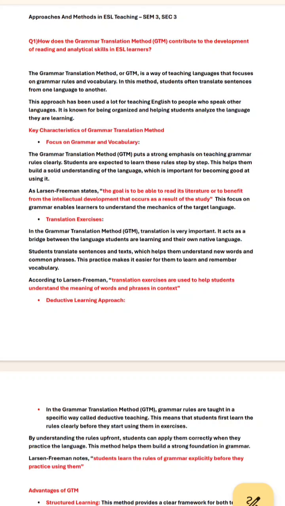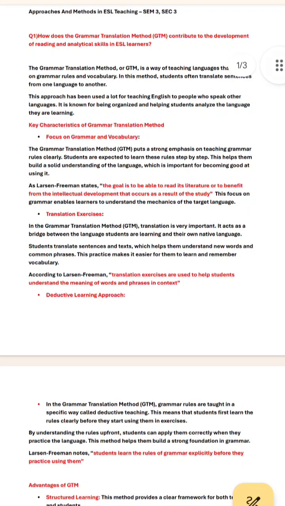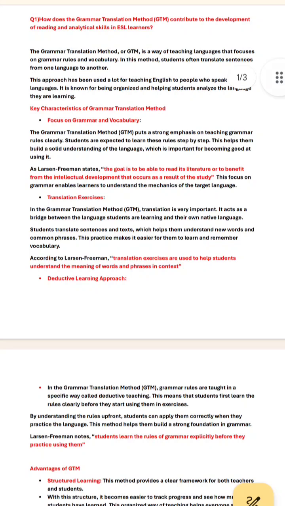rules and vocabulary. In this method, students often translate sentences from one language to another for their own understanding. This approach has been used a lot for teaching English to people who speak other languages. It is known for being organized and helping students analyze the language they are learning.